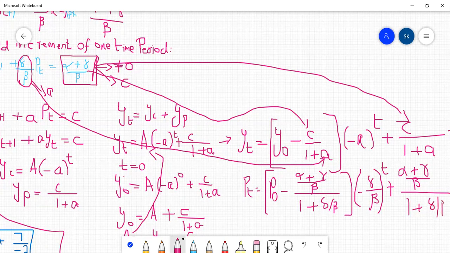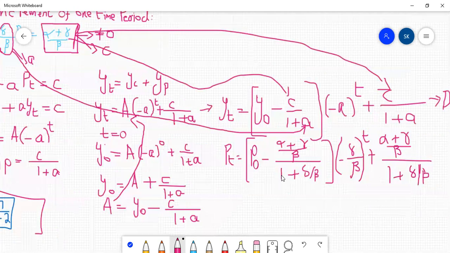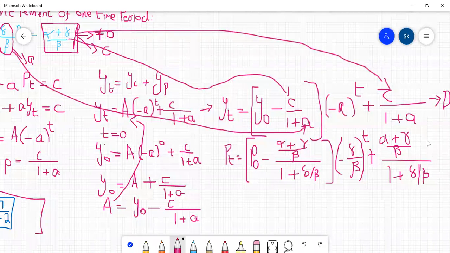Now what next we will do over here is find out the LCMs and complete this whole equation properly by solving it. So therefore, PT is equal to P naught minus alpha plus gamma divided by beta, the whole divided by 1 plus sigma upon beta, into minus sigma upon beta raised to power T, plus alpha plus gamma upon beta, the whole divided by 1 plus sigma upon beta.